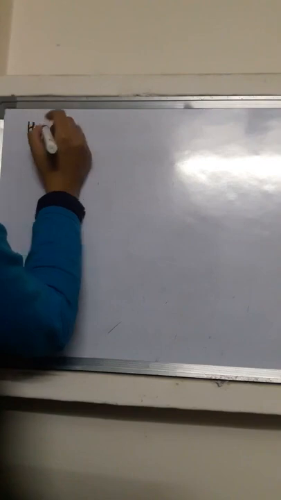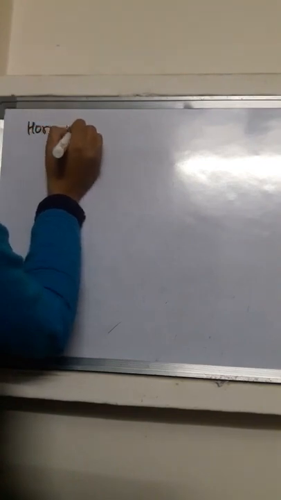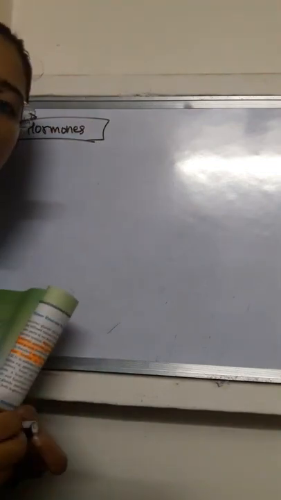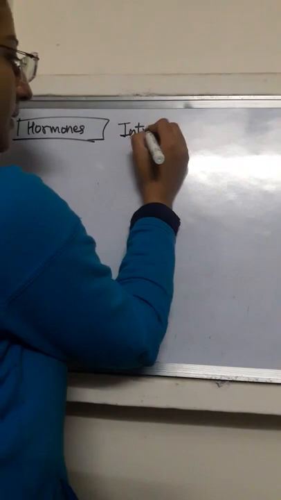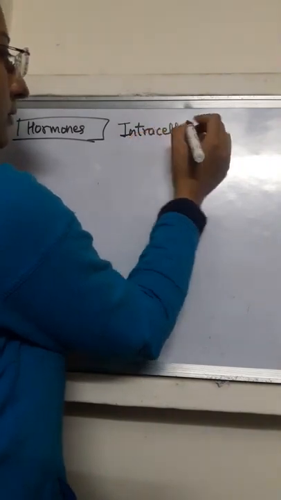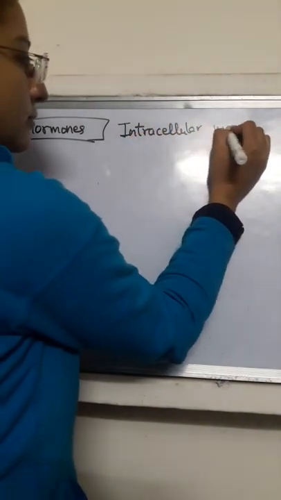Hormones and endocrine glands. Okay. What are hormones? Hormones क्या होते हैं? These are intracellular messengers.